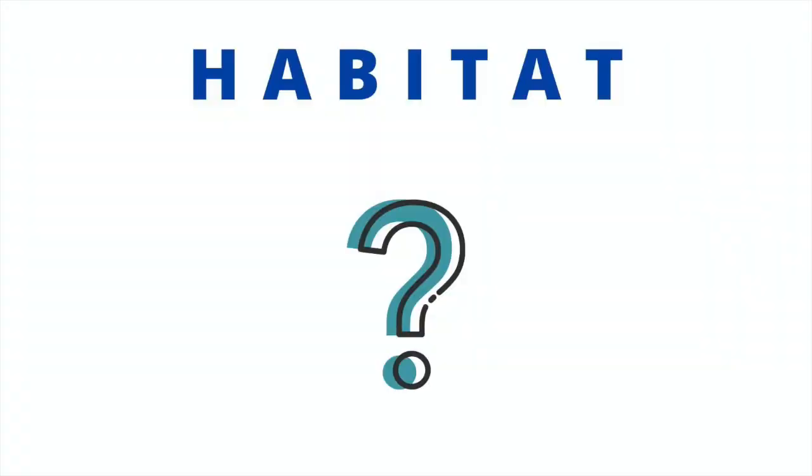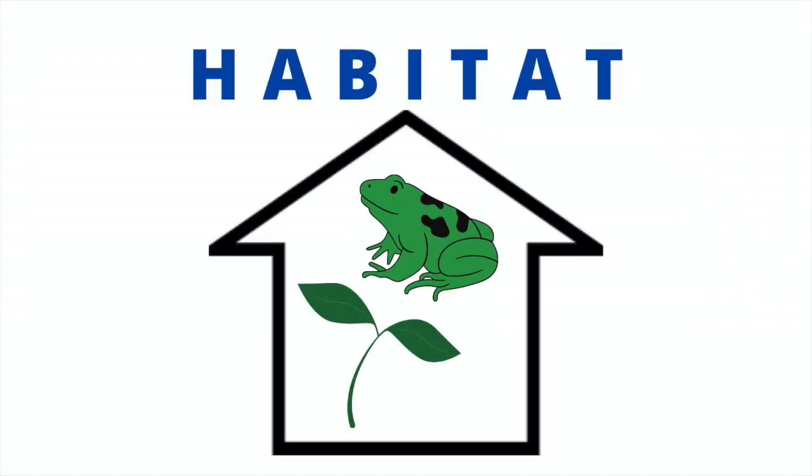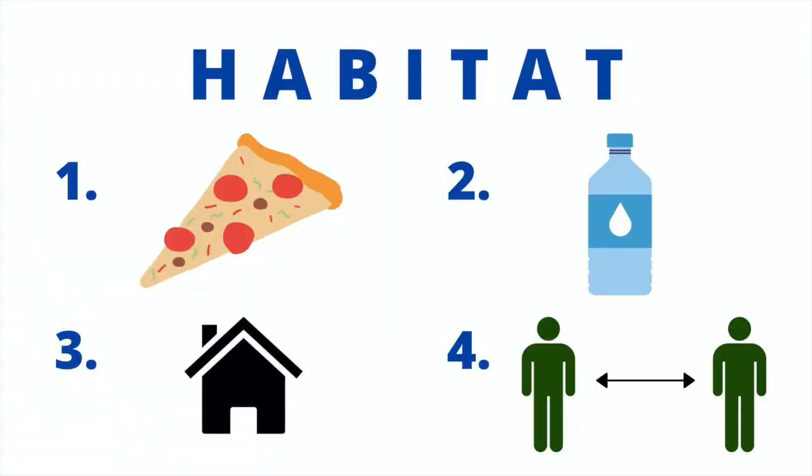Do you remember what a habitat is? A habitat is a home or a natural home where an animal finds four things. In this place, they're able to find food, water, shelter, and space that they need to survive.